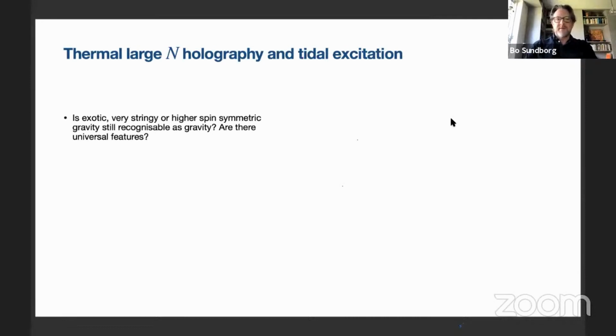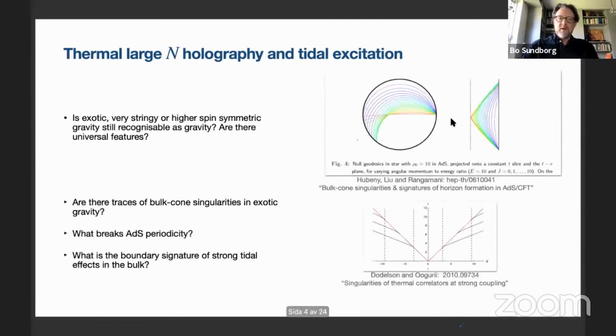You could ask then, in these theories, is physics still recognizable as gravity? Are there important universal features, universal lessons to be learned from this connection to thermal properties and to large N, which is essential in top-down versions of holography? Still, we would like to test these ideas on practical examples.